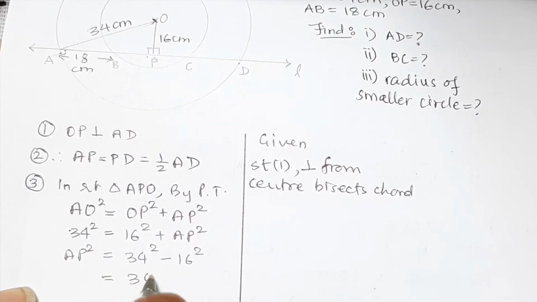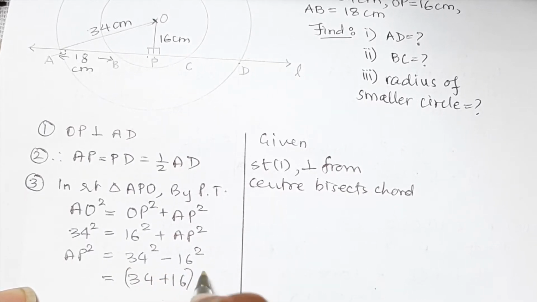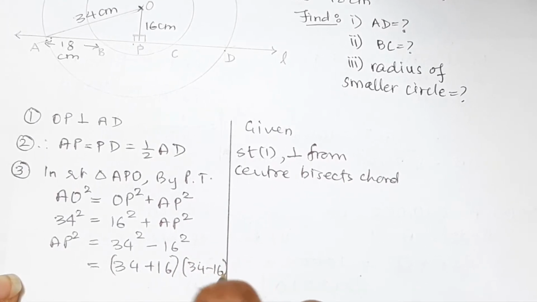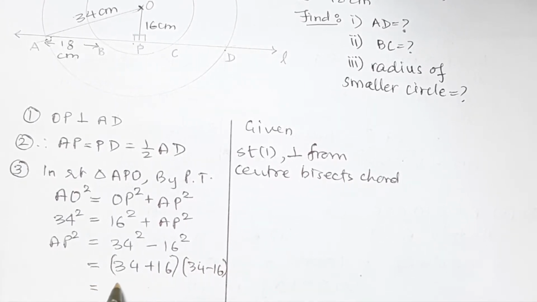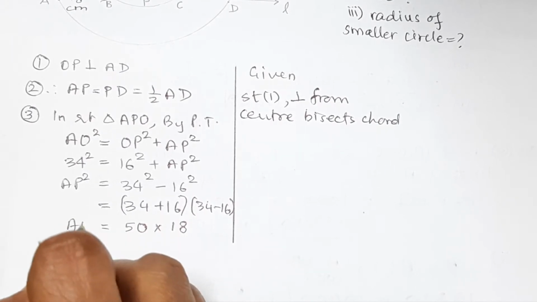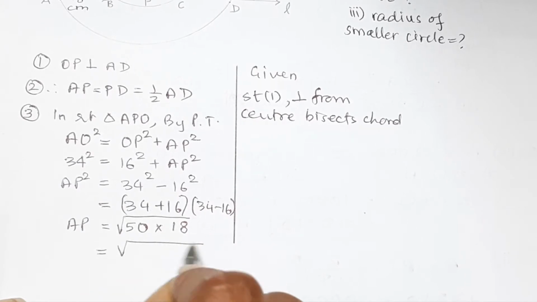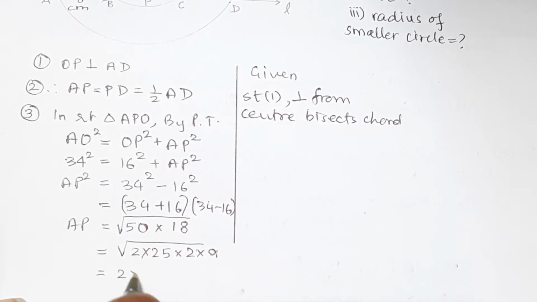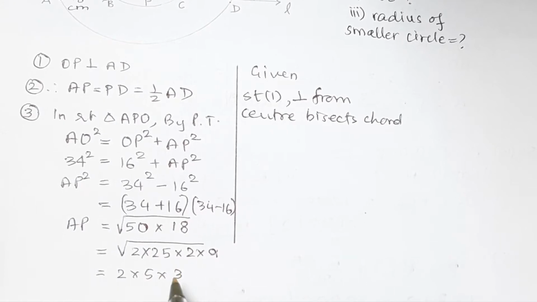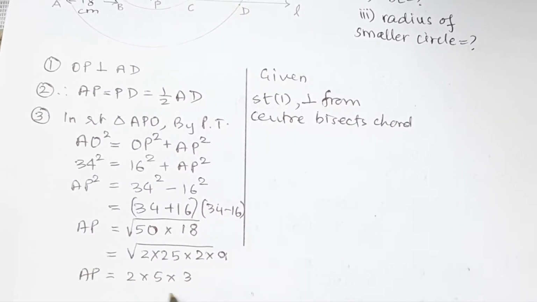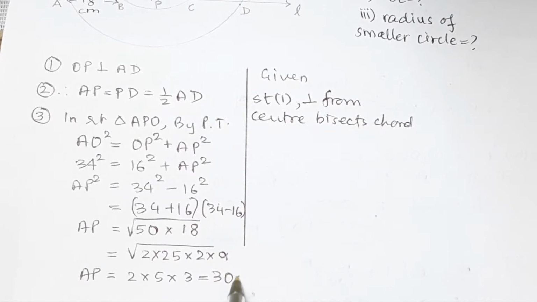So I'm going to make it as 34 plus 16 and 34 minus 16. This gives me 50 multiplied by 18. So my AP will be under root of that. So this will be under root 2 into 25 into 2 into 9. That will give me 2 into 5 into 3 as the value of AP. AP will be therefore 30 centimeter.